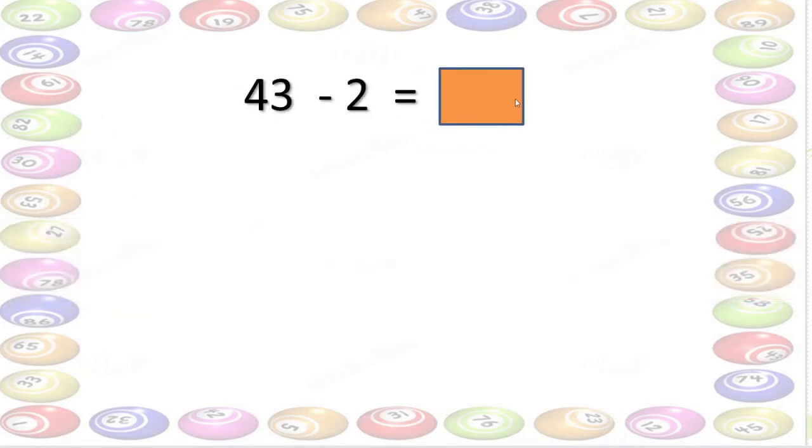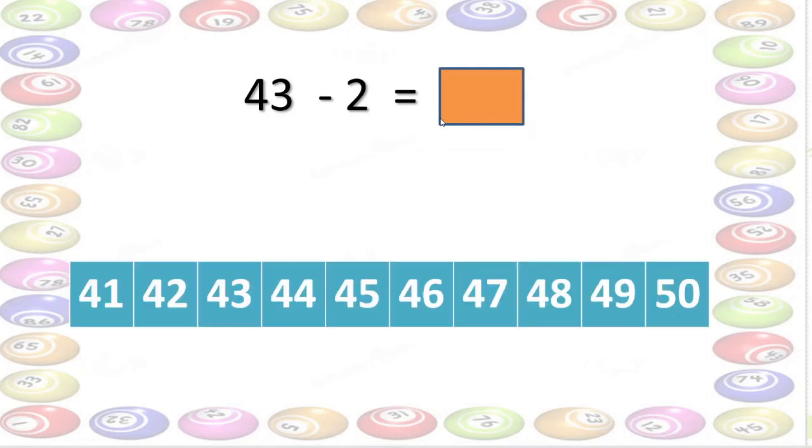Next, 43 minus 2 is equal to how much? See the number line. 43 is here. We have to count 2 numbers backward. 1 number, 2 numbers. Yes, what we got? 41. Right? 41 is our answer.